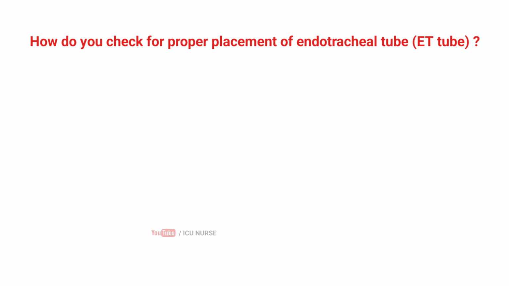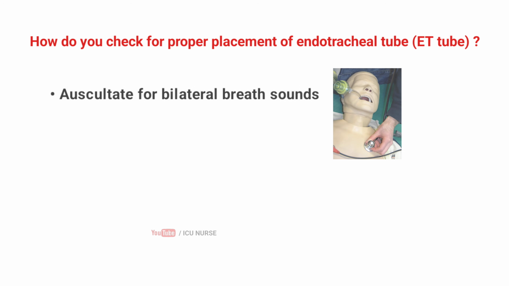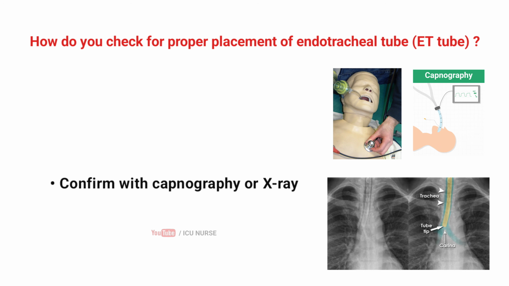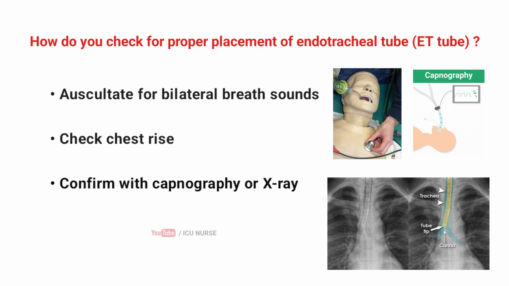How do you check for proper placement of endotracheal tube, ET tube? Auscultate for bilateral breath sounds. Check chest rise. Confirm with capnography or X-ray.